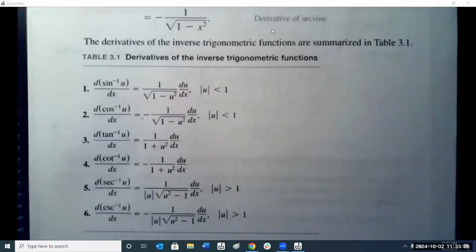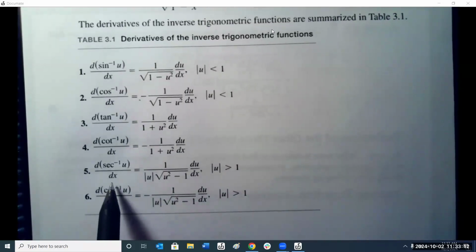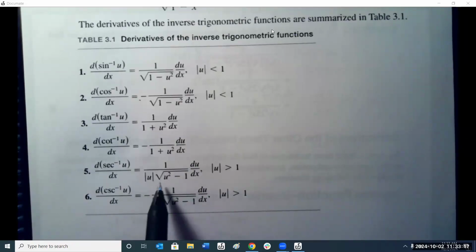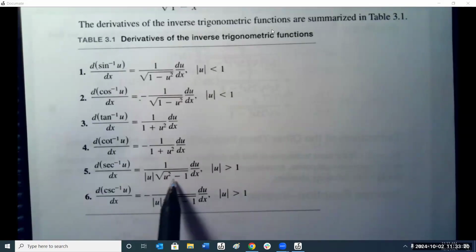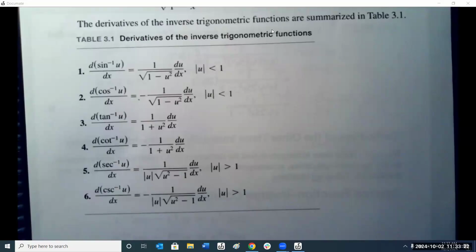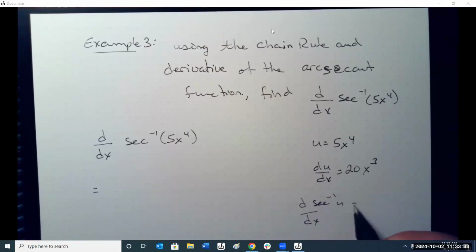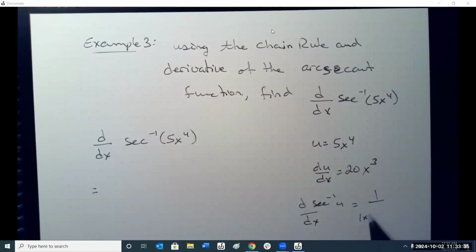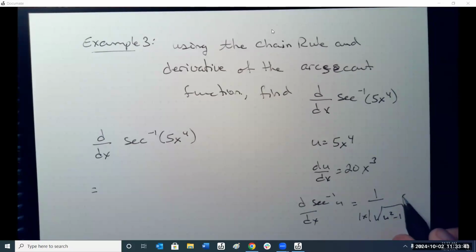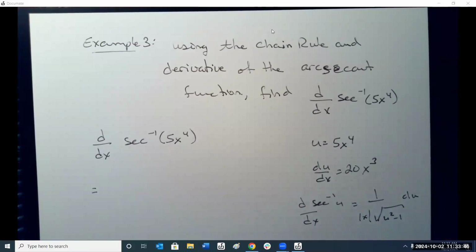On the last page of your sheet, there's the derivative of the inverse of secant. So the derivative of secant inverse of u is equal to 1 over the absolute value of u, square root of u squared minus 1, times du dx.